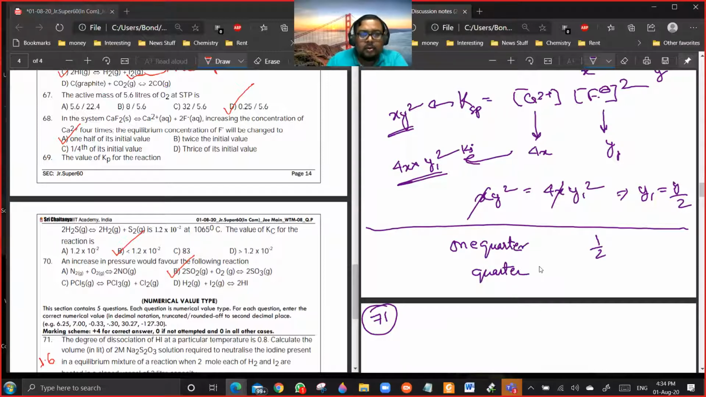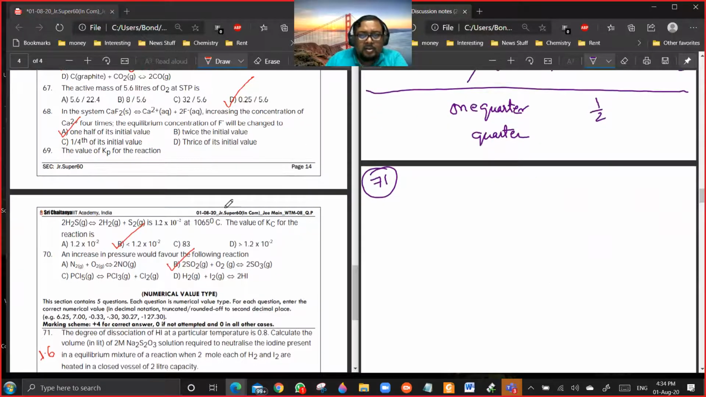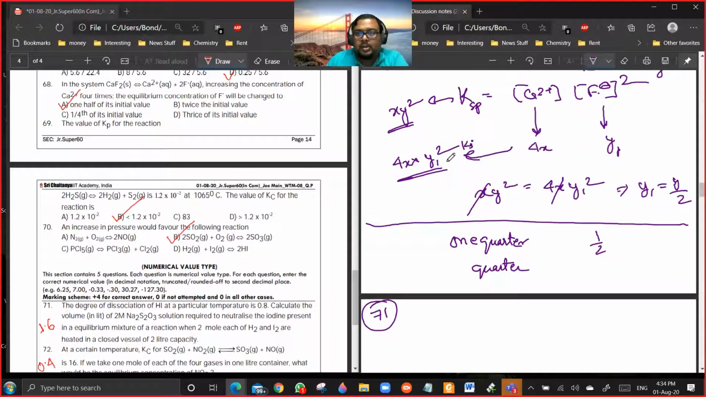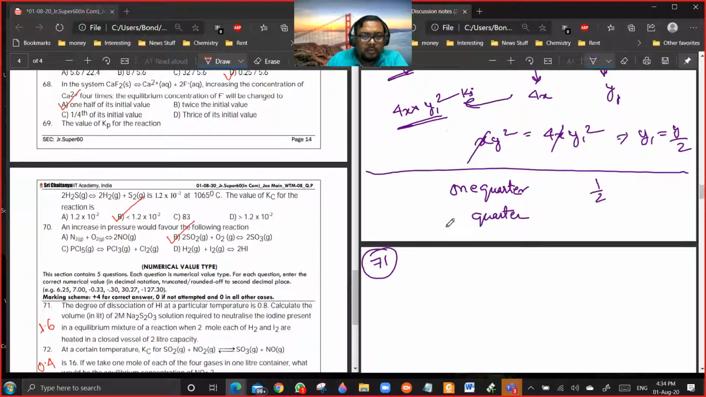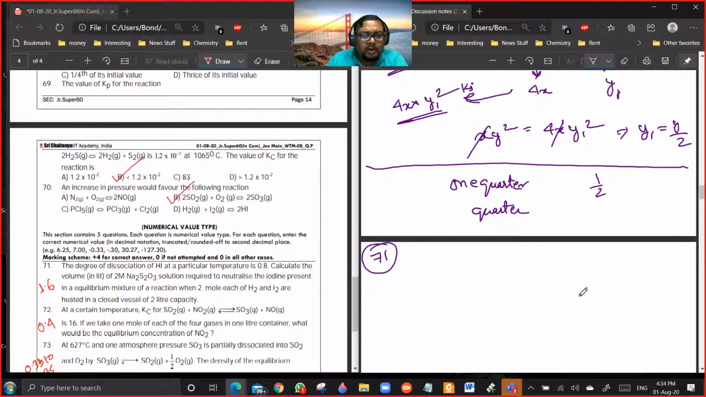You haven't marked any of the options? Anyways, this is not a big issue. If you got this thing correct, then your chemistry is good. Don't worry about other things. Focus only on the concepts. Up to 70 is done. 71 is a doubt?